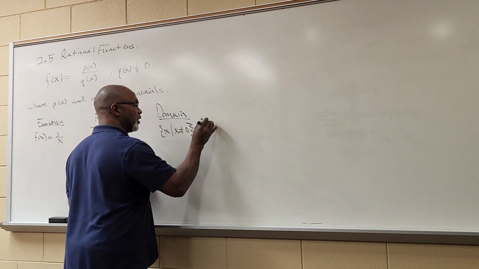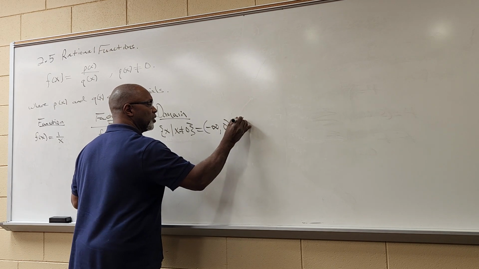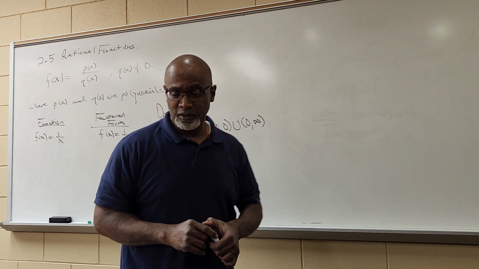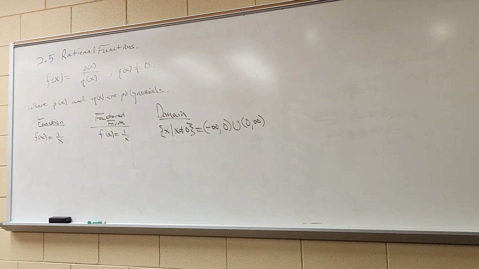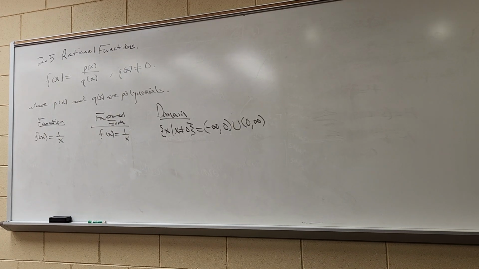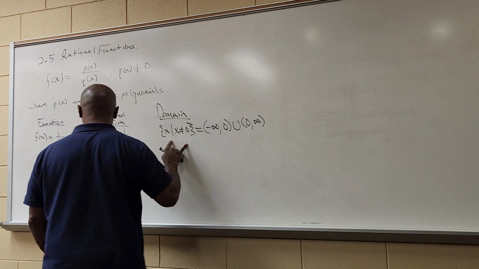Well, this set is the same thing as a set from negative infinity to 0, union 0 to infinity. So I can write that domain either in interval form or in what we call set builder notation. Right? There's interval notation, there's set builder notation.